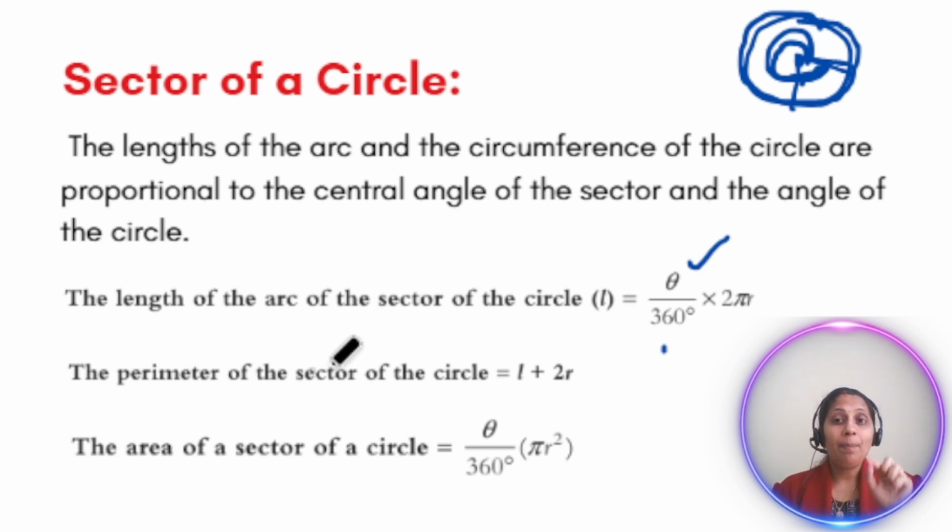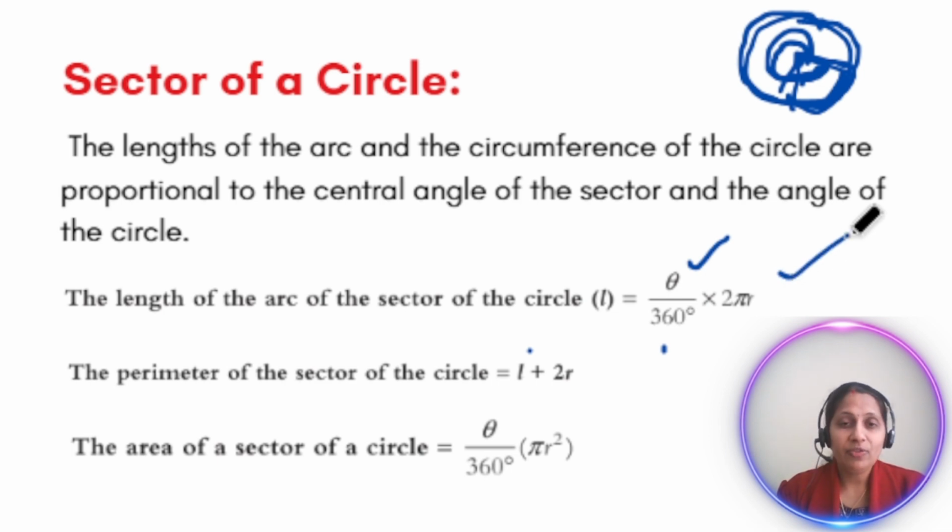Now, how do you find the perimeter? So we know that this is made up of two radii, plus the length of your arc. How do you get the length of the arc? Using the above formula. Once you know the radius, you can find the length. Using the length, you can find the perimeter of the sector.